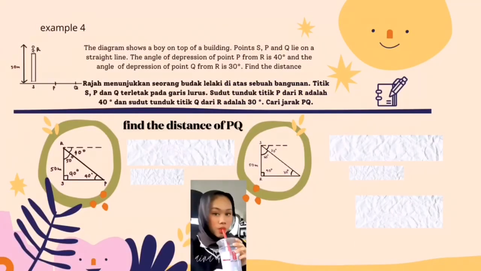For example 4, the diagram shows a boy on top of a building. Points S, P, and Q lie on a straight line. The angle of depression of point P from R is 40 degrees, and the angle of depression of point Q from R is 30 degrees. Find the distance of PQ. So we're gonna have to find the distance of PQ by finding the difference between SQ and SP.